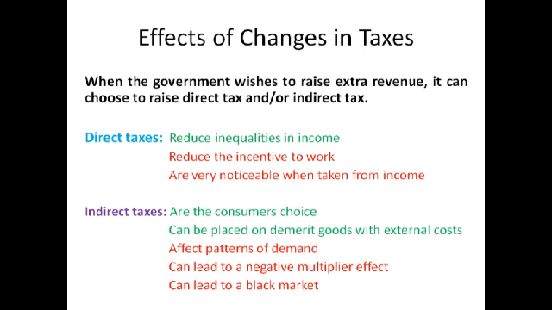This is because some consumers may choose not to buy certain goods and services with higher taxes and reduce their consumption of them, so producers have to reduce output and employment, leading to a negative multiplier effect as more and more people become unemployed due to the reduced demand.